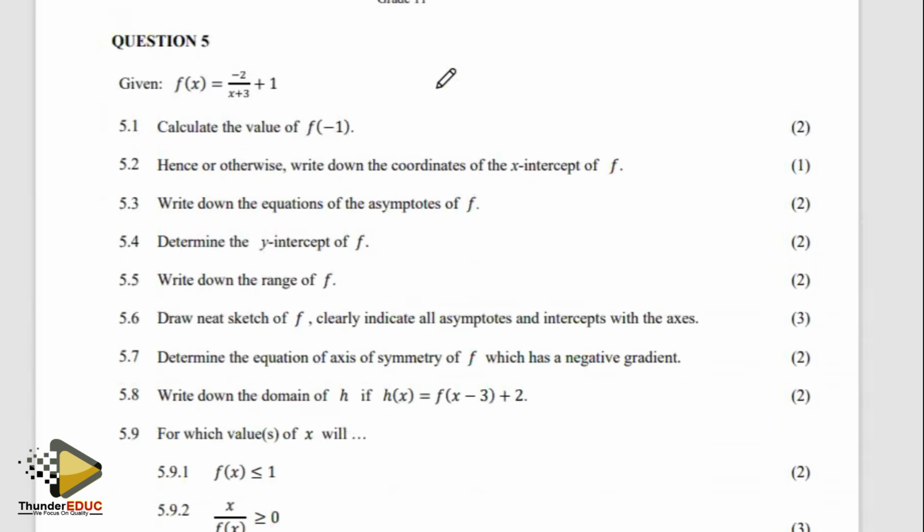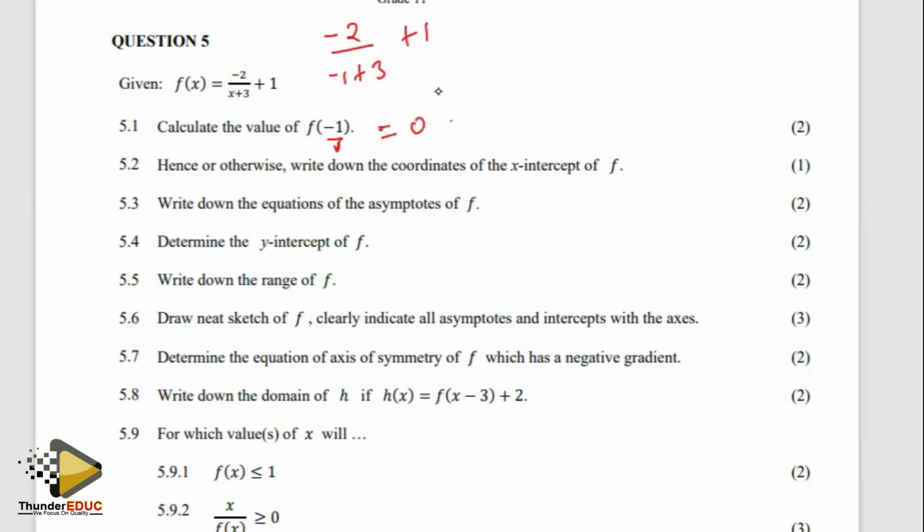Question 5, which is the functions. Given this, we know that this is a hyperbola. Calculate the value of f of negative 1. So where there is x, replace it with negative 1. So that's going to be negative 2 over negative 1 plus 3, plus 1. That's negative 2 over 2 plus 1, which is 0.